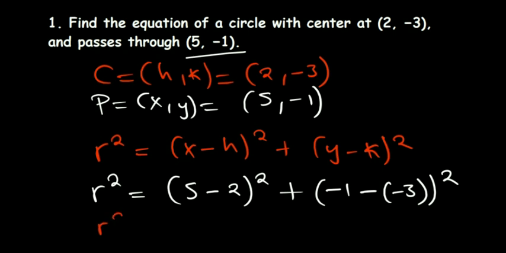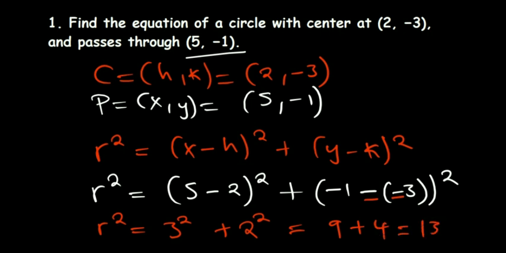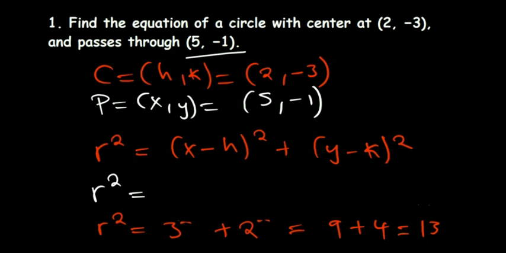Our r squared becomes 5 minus 2 is 3 squared. And then negative times negative gives us a positive, so -1 plus 3, that's a 2, so that will be a 2 squared, which of course will be 9 plus 4, which will be 13. So r squared is equal to 13.